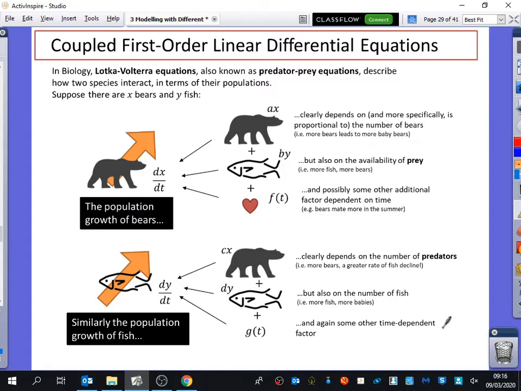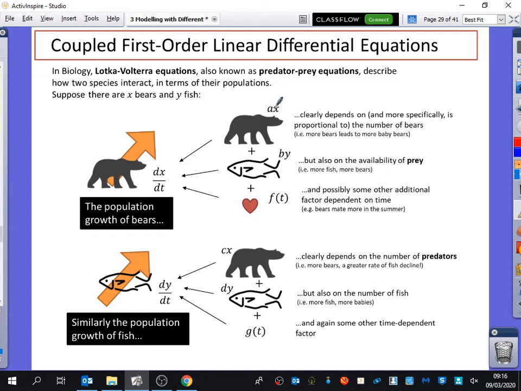So this word coupled that we have here is because the rate of change of bears is a mixture of x and y. It's no longer in one single variable of things to do with x and things to do with time. It's coupled with this other differential equation here, which is a mixture of y's and t's, but also x as well. So they're two sets of equations that are dependent on each other.